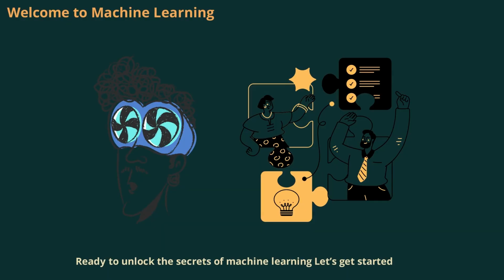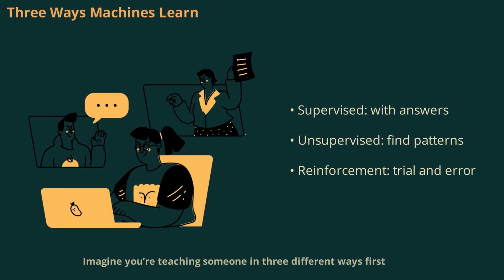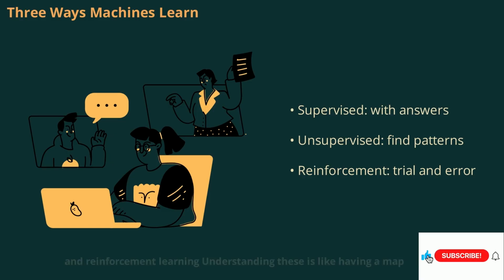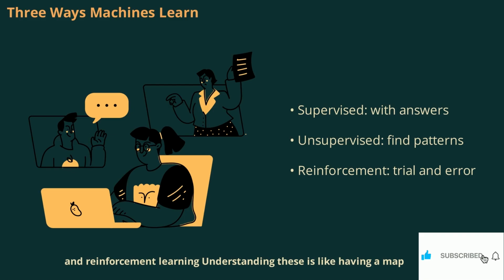Ready to unlock the secrets of machine learning? Let's get started. Imagine you're teaching someone in three different ways. First, by showing them examples with answers. Second, by letting them find patterns on their own. And third, by allowing them to learn through trial and error with rewards. These are the three main types of machine learning: supervised, unsupervised, and reinforcement learning.